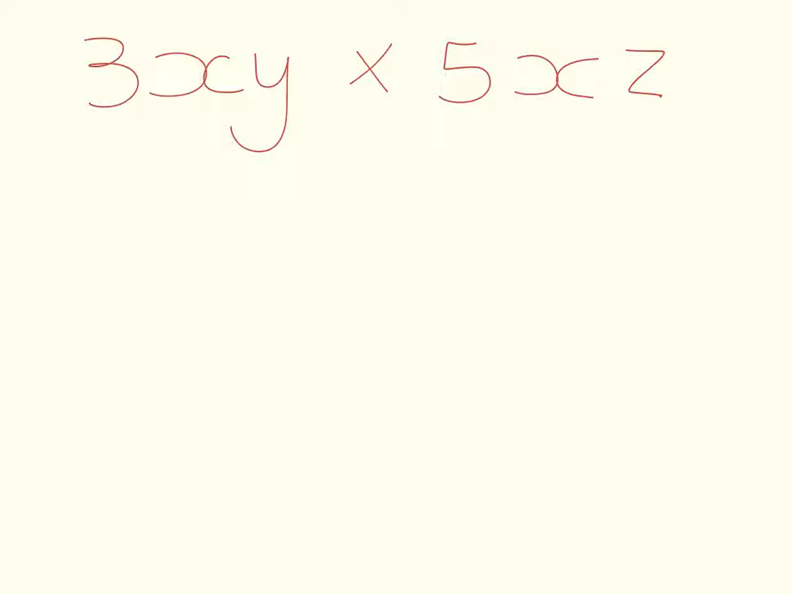So if you get a question that looks like this, 3xy times by 5xz. Okay, so we know we've got to smush them together. So we go 3 times 5, which is 15. Now here's an x and here's another x. We represent that by going x to the power of 2. So that's actually saying that that's 1, so there's actually a little 1 there and a little 1 there, and 1 plus 1 gives you 2.